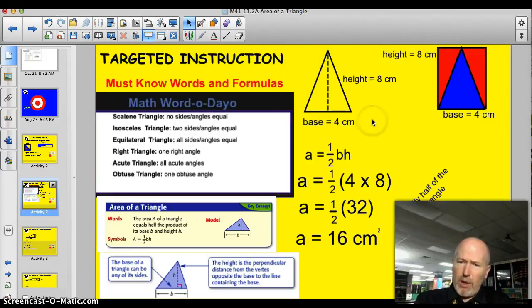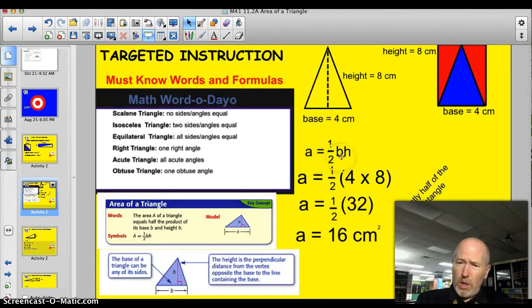So here's a triangle here. It's an isosceles triangle. You got two sides and two angles are the same. This side is the same as this side, therefore this angle and this angle will be the same. Its height is 8 centimeters, its base is 4 centimeters. So the area equals 1/2 the base times the height. So the area equals 1/2, base is 4, height is 8. So I simplify. The area is equal to 1/2 of 32, and half of 32, of course, is 16 centimeters squared, because we are talking about area. Area is always in units squared.